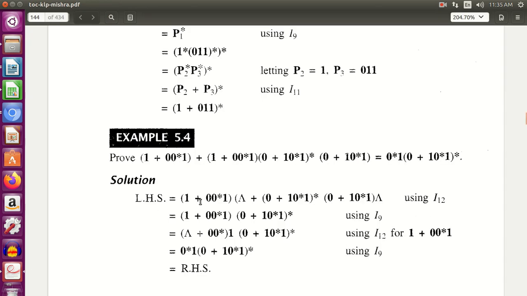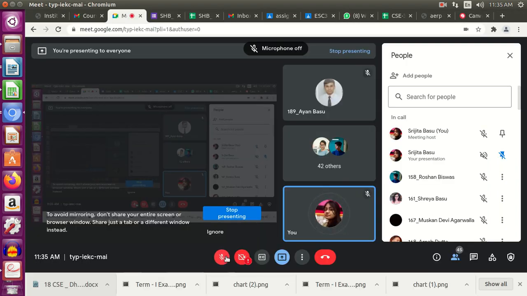So hopefully my screen is visible. Is my screen visible, students? Okay, just a second, I'm getting a call.